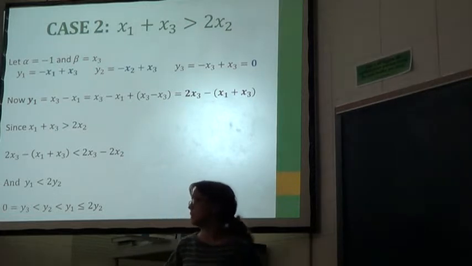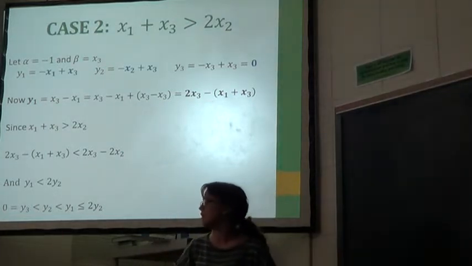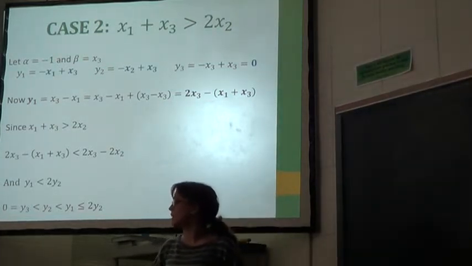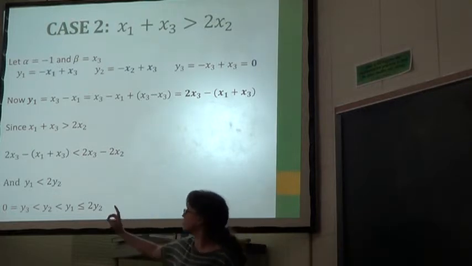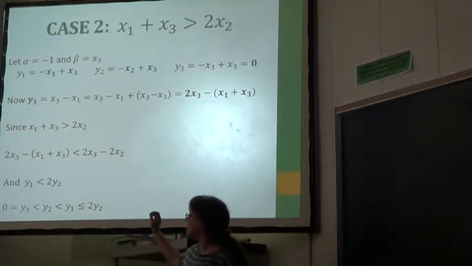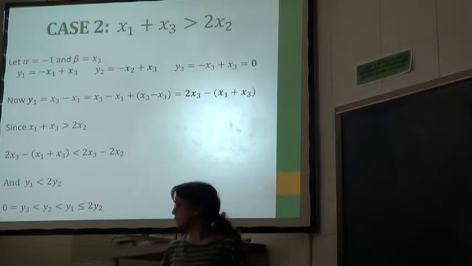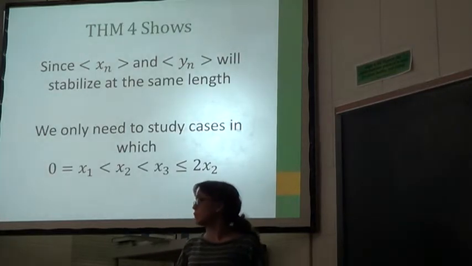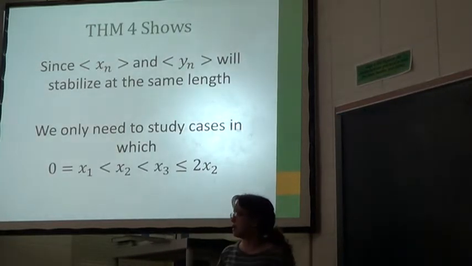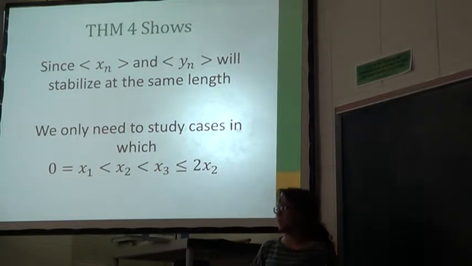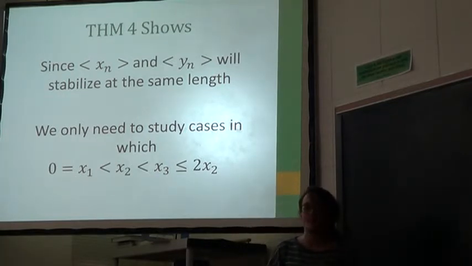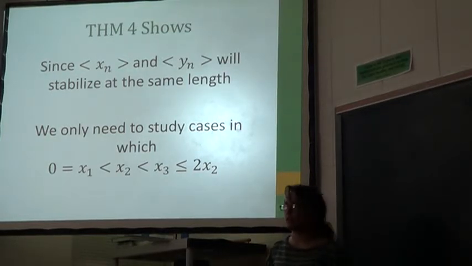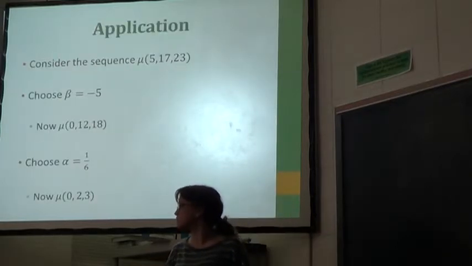Similarly with case 2, except we're going to let alpha equal negative 1, beta equal x sub 3, and we find the opposite is true: y sub 3 equals 0, and y sub 1 is less than or equal to y sub 2. Theorem 4 shows that since x sub n and y sub n will stabilize at the same length, we really only need to study the cases in which the first element is 0, and the third element is less than or equal to 2 times the second element.